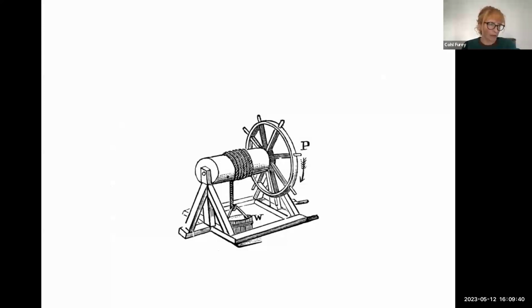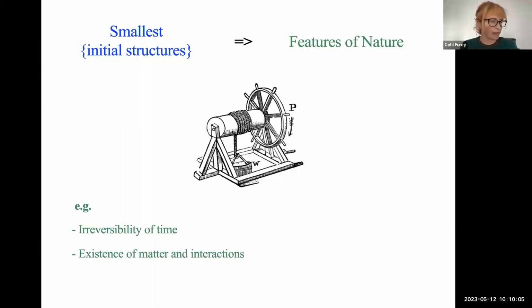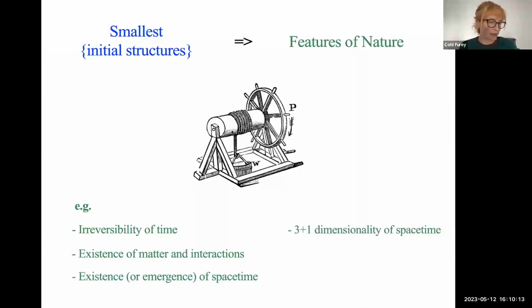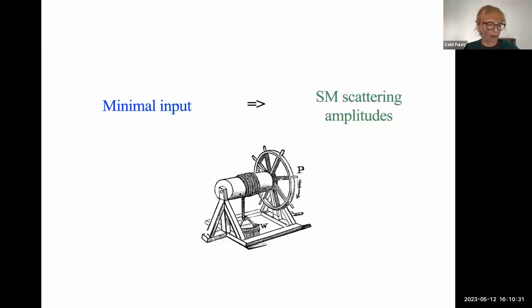So at the end of my undergrad and throughout my master's, I began playing a bit of a game. Here's the game. The game is to answer what could be the smallest set of initial inputs to start with, whereby you still capture as many known features of nature as possible. For example, you might want to capture the irreversibility of time, or the existence of matter and its interactions, or the existence or emergence of space-time, the 3+1 dimensionality of space-time, quantum locality, or entropy increase, et cetera. So a big dream would be something along the lines of starting with some minimal inputs and arriving at, say, standard model scattering amplitudes.